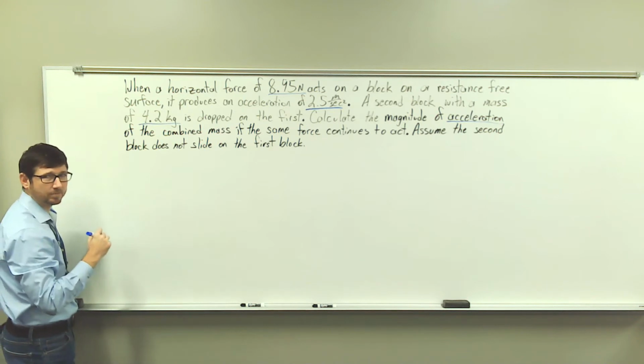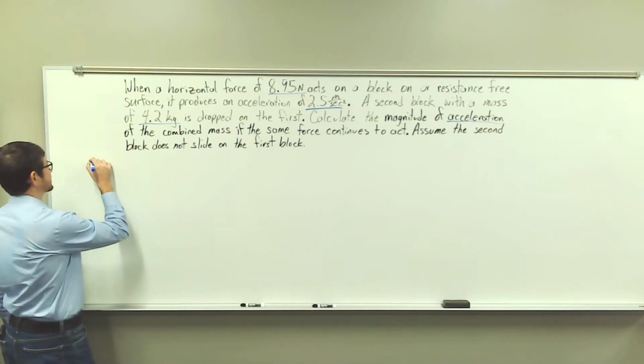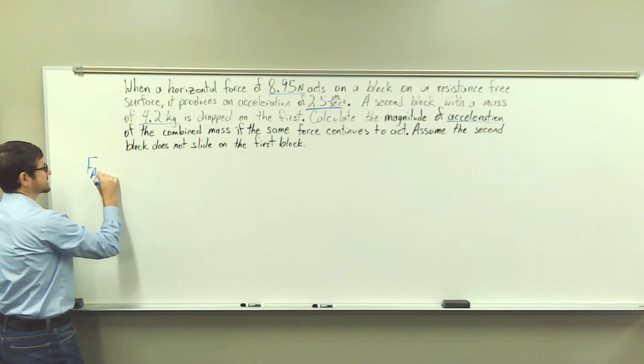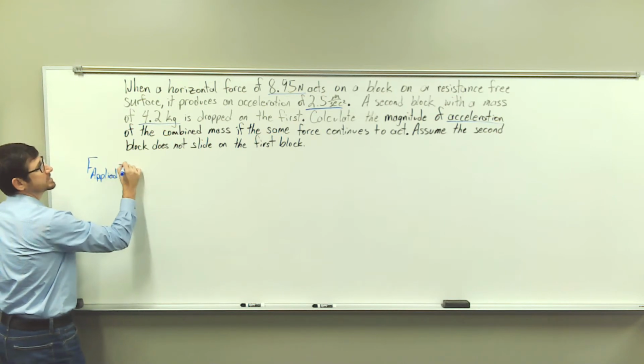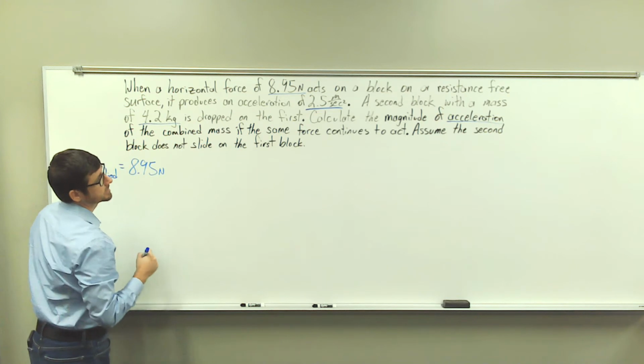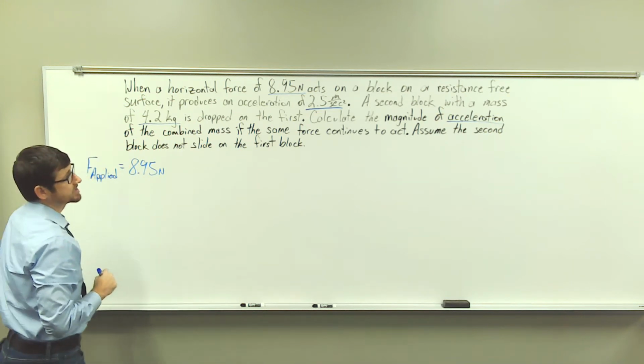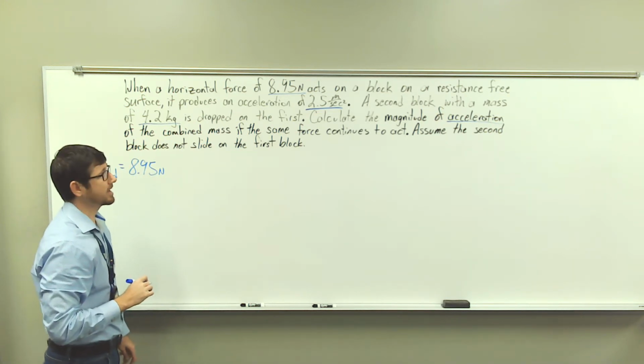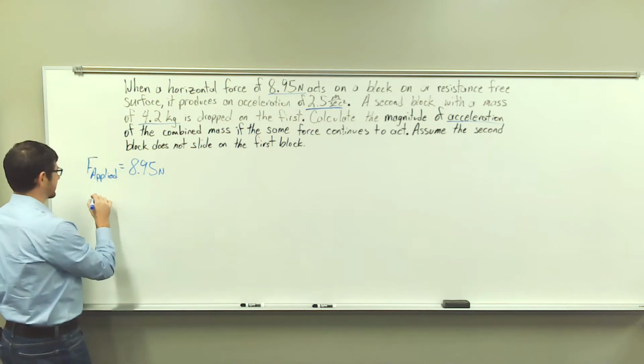Okay? So let's say applied force. Let's generate a column of knowns and unknowns. So applied force is equal to 8.95 newtons, and it produces an acceleration of 2.5 meters per second squared.